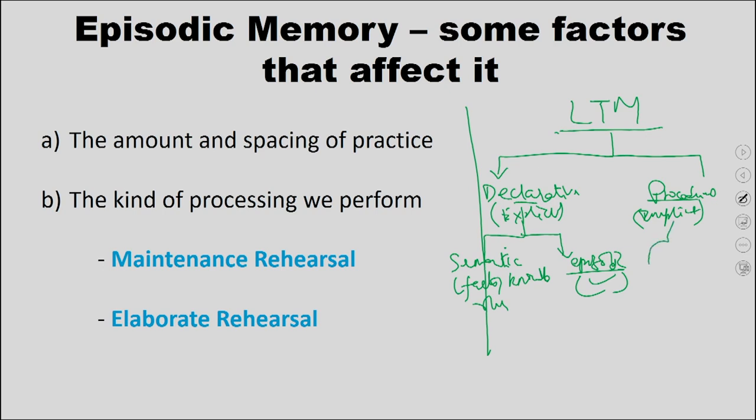Within the procedural, generally there are three systems. One is called habit formation. So habits are procedural memory. You have classical conditioning, another kind of procedural memory. Emotional memory is another kind of procedural memory. And there are other types of procedural memory as well. And within them lies something called emotional memory, which is sitting right between these two types of memory.